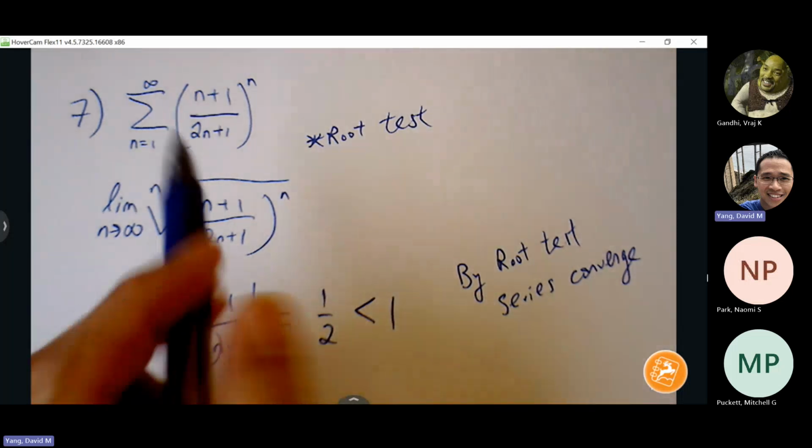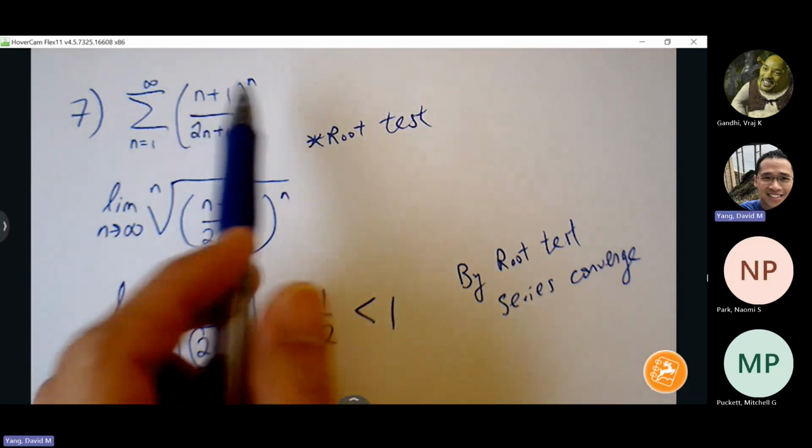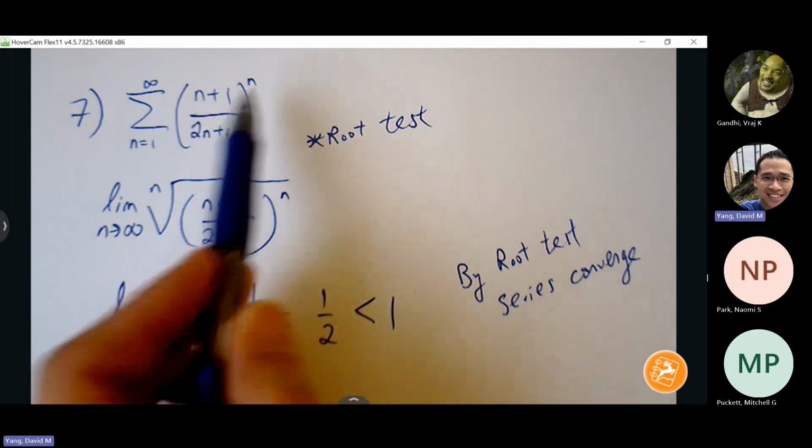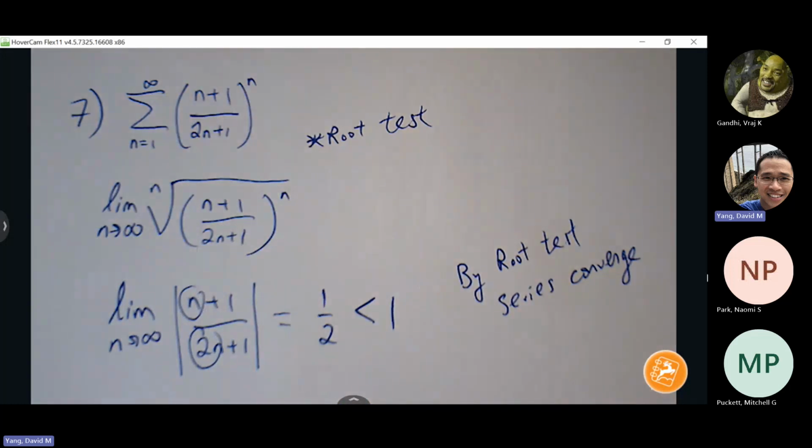And again, it's a variable raised to the nth power. If I have a numeric fraction raised to the nth power, then that's a geometric series test. Right?